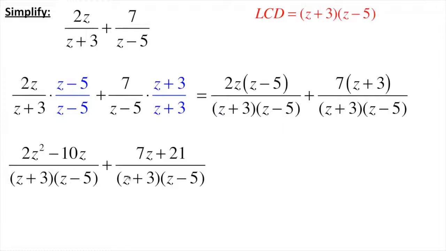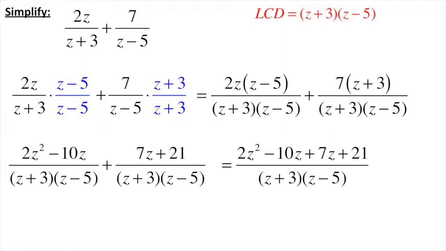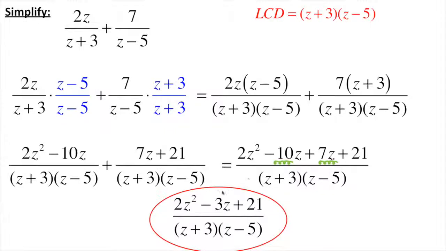Well, now I have the same denominator. All I'm going to do is combine what's on top, this numerator. So let's bring that over here. I just basically rewrote this. That's really all I did to it. Now I'm looking at this here. I've got a negative 10z and a positive 7z, so I can combine those two together. The negative 10z and 7z can be combined to give me negative 3z. So this would be my final answer here: 2z squared minus 3z plus 21 all over my common denominator, which is z plus 3 times z minus 5.